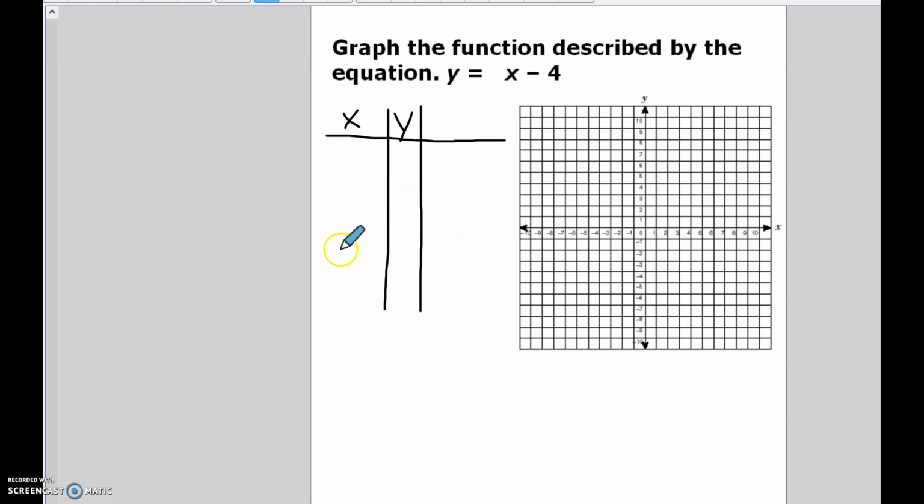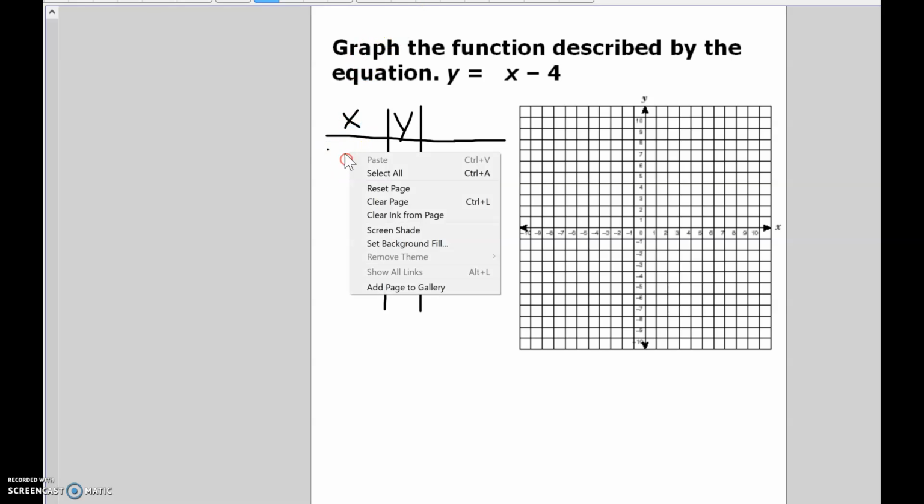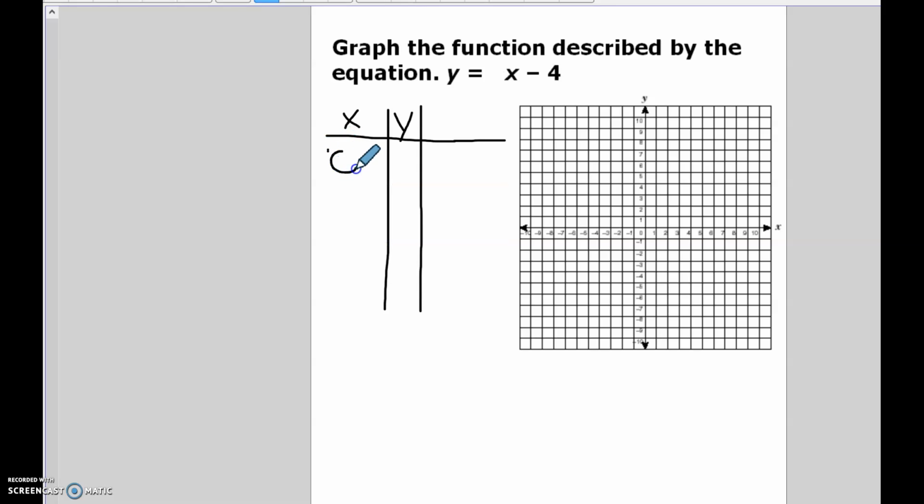So what do we do here if there's no numbers? What should we do for x? Well, I hope you were saying 0, 1, 2. Pause the video and put in 0, 1, and 2 and get your answers. Alright, so you should have done 0 minus 4, 1 minus 4, and 2 minus 4.